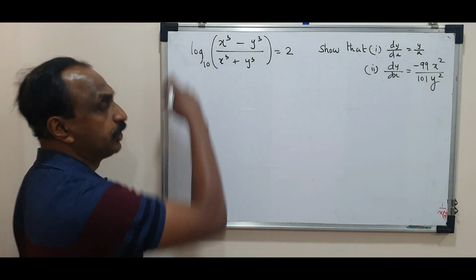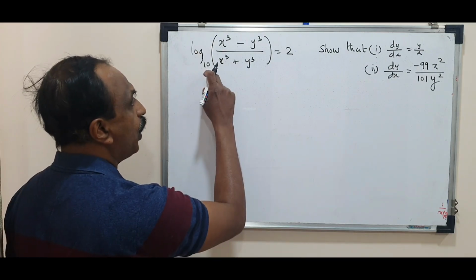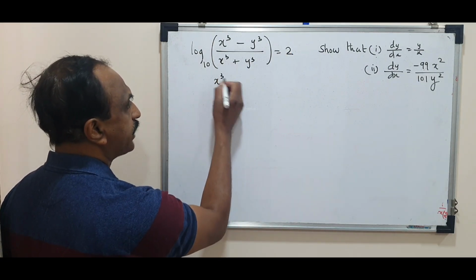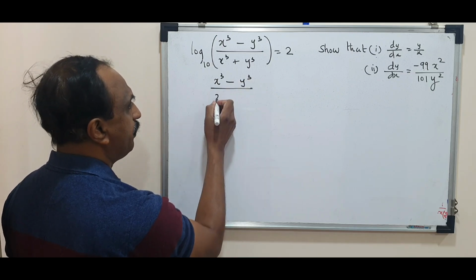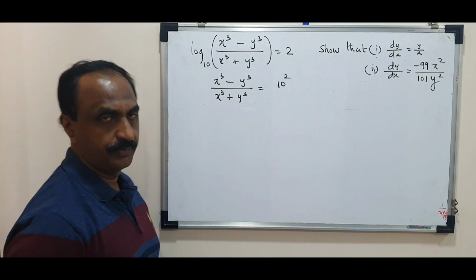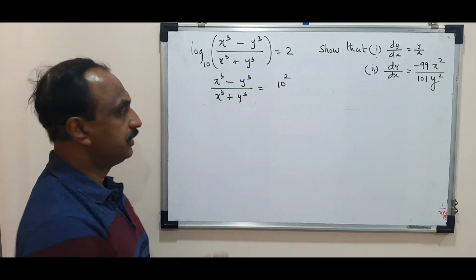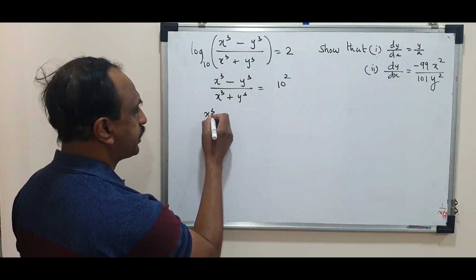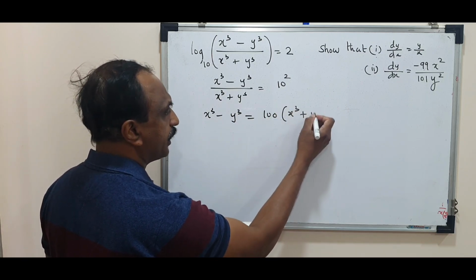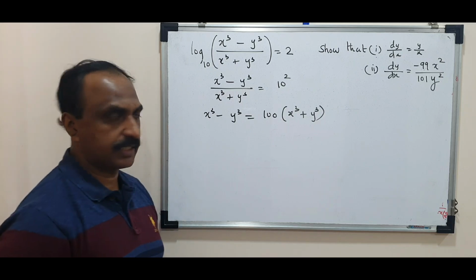First of all, I need to remove this log. To remove this log, take the base of log as the base of the right hand side. So x cube minus y cube divided by x cube plus y cube is 10 square, which I can write as 100. So cross multiply it. x cube minus y cube is 100 into x cube plus y cube. These brackets are very necessary.